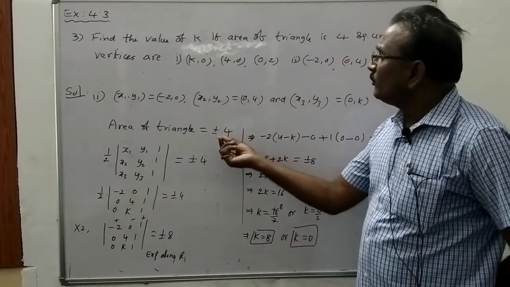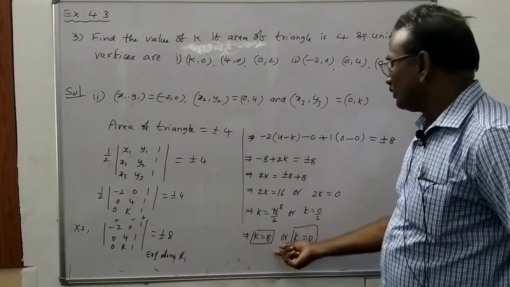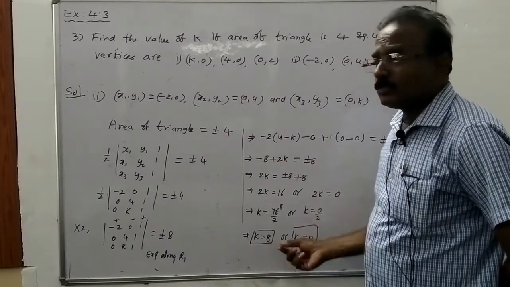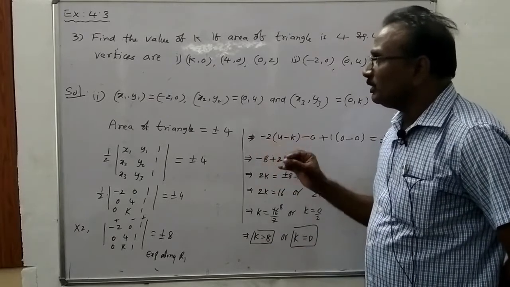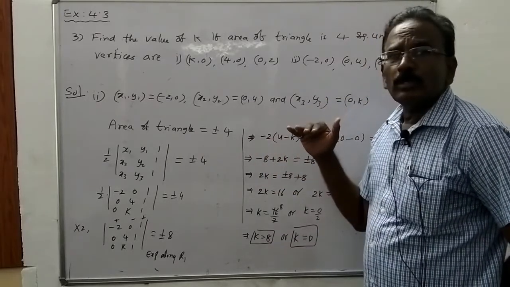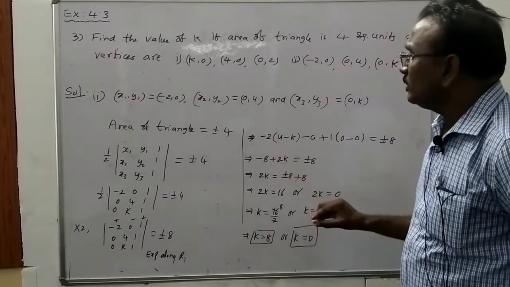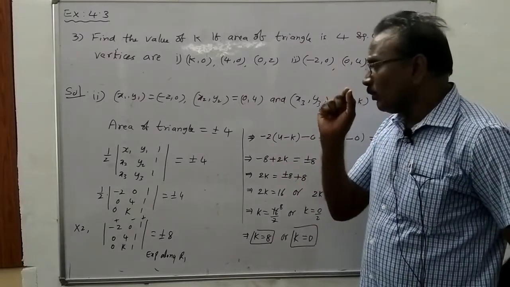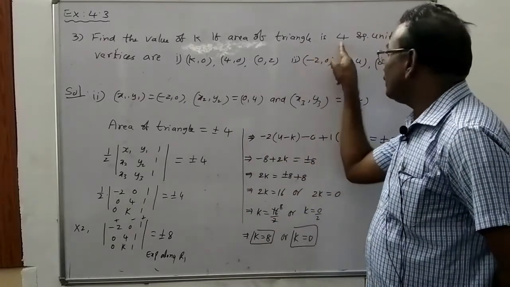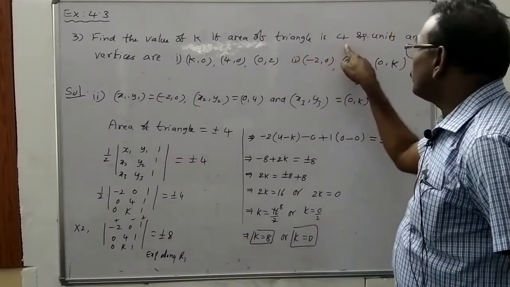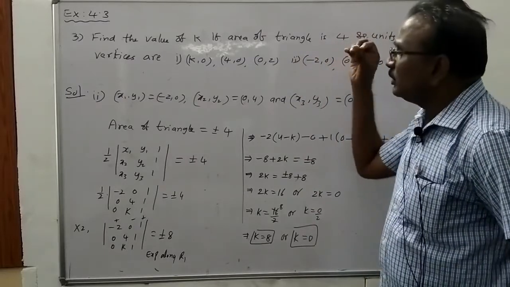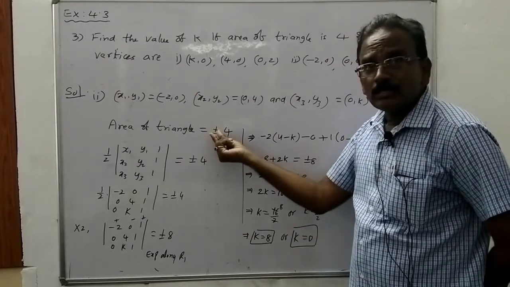Suppose we take only the plus sign, we get only one value, so we miss another value, and we get only 1 mark for this question. So this is very important in the annual examination. The important point is, whenever the area of triangle is given, whether 4 square centimeters or 35 square units, take plus or minus, be careful.